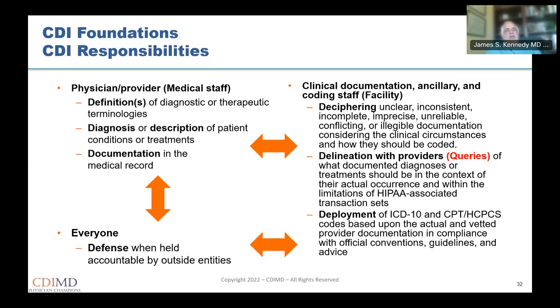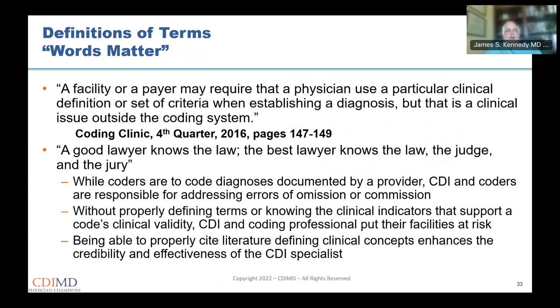This is what I call the 7 D's of CDI. And everything that you and I do in this will somehow touch one of these 7 D's. And of course, definitions start first because words matter.